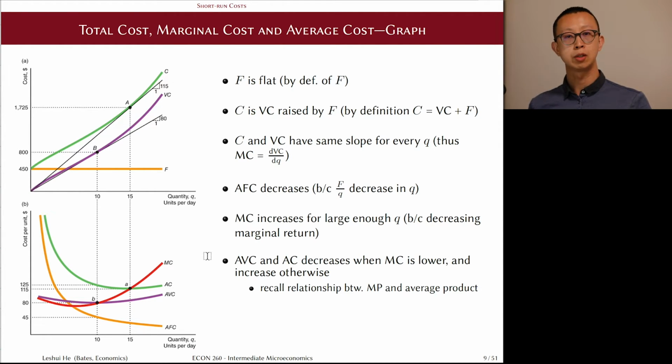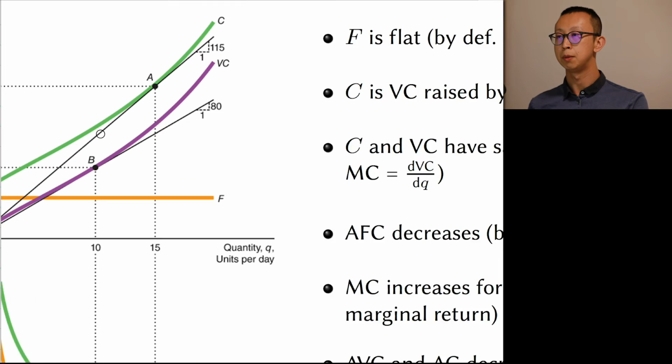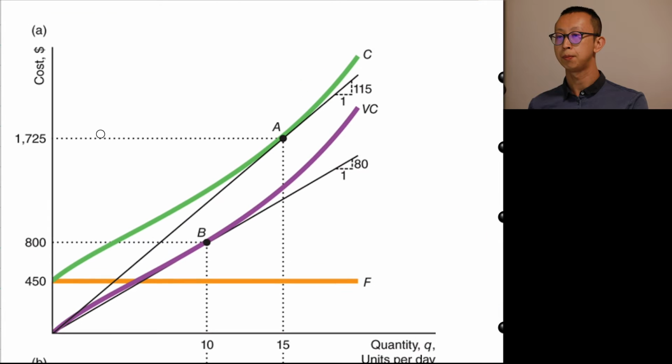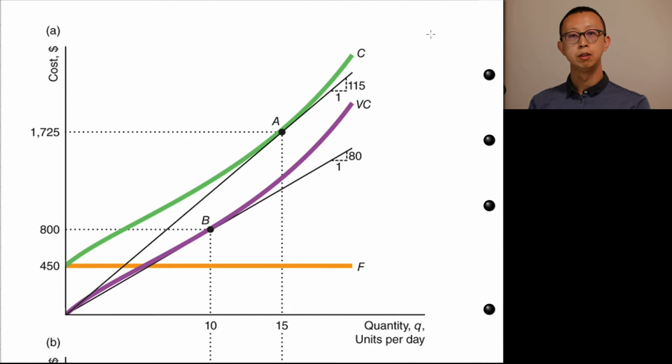Now let's try to look at the average cost and the average variable cost. Let me zoom into the top graph again. Recall that from the marginal and average product curves, we discussed that the value of the average is measured by the slope of the ray from the origin connecting to the corresponding point along the total curve.